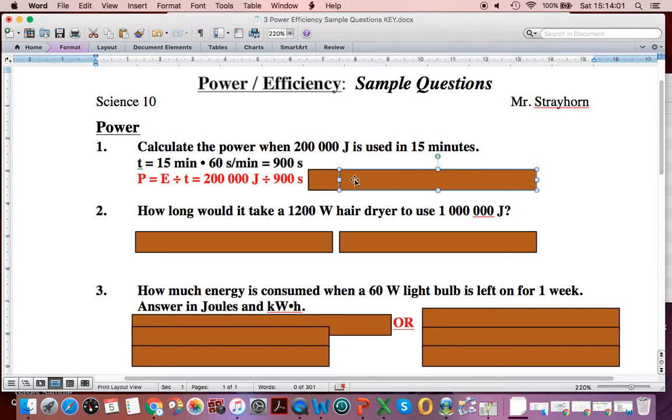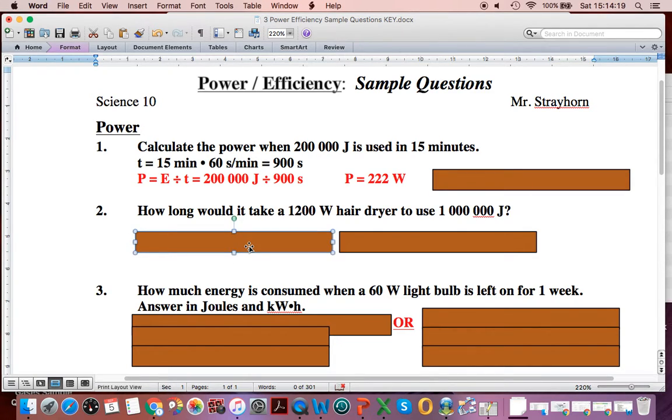And so we can knock off a couple of zeros there. And we get 222 watts. So you do the work, you write it out like this, you get your 3 marks. Don't forget units matter in your final answer.